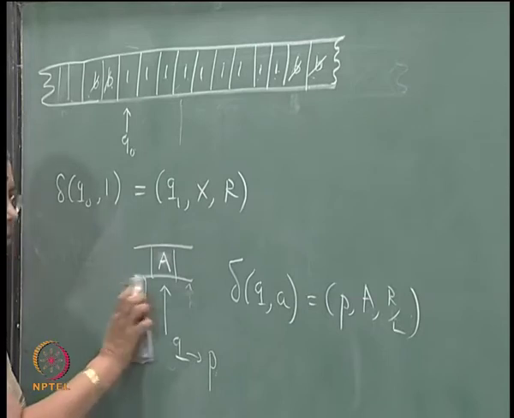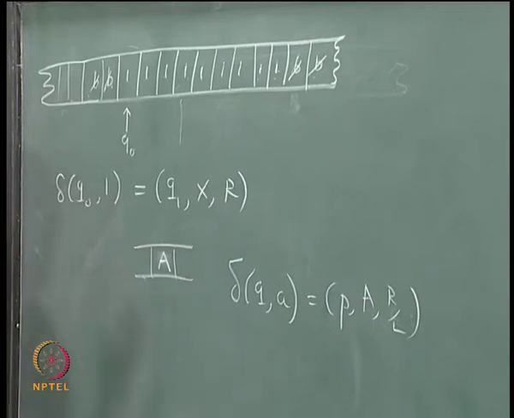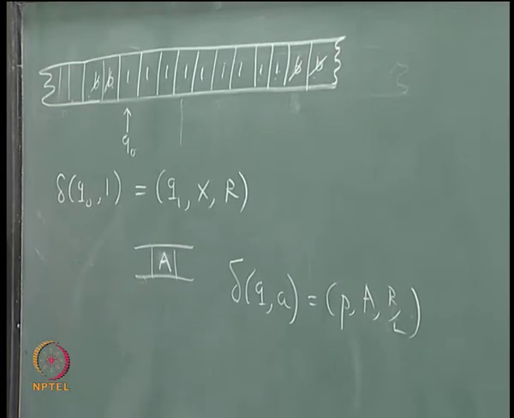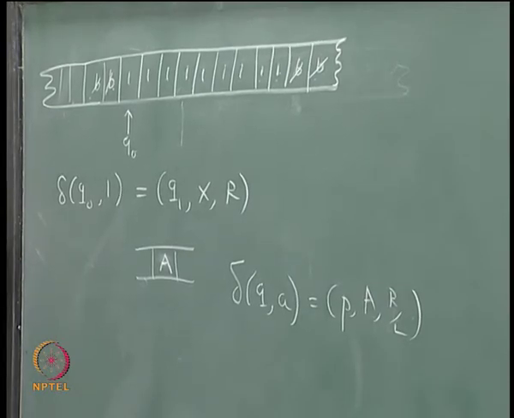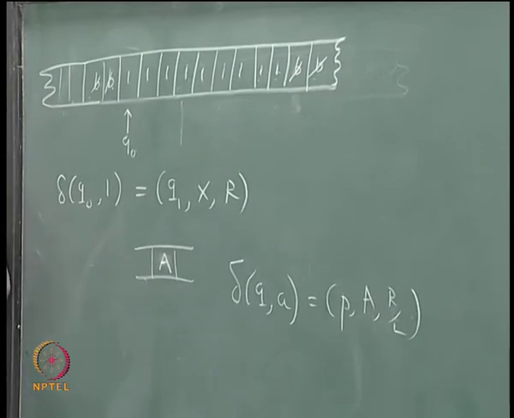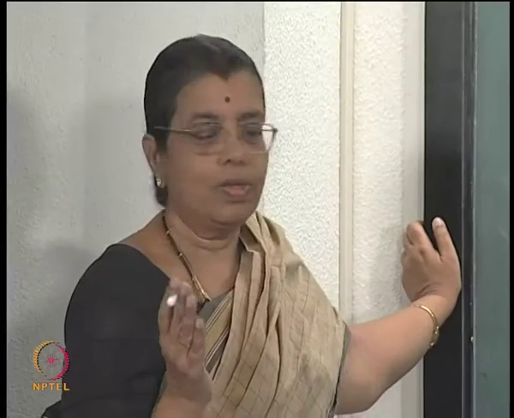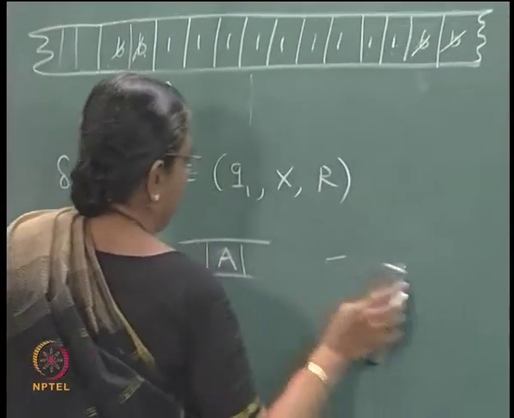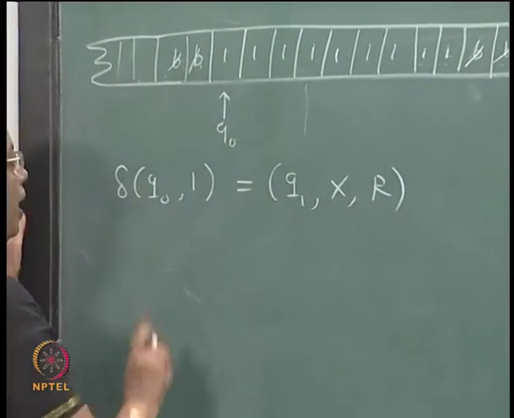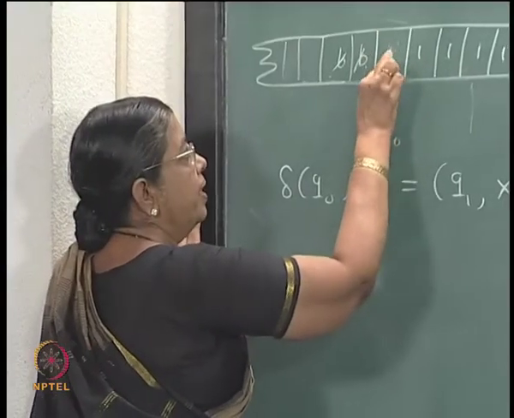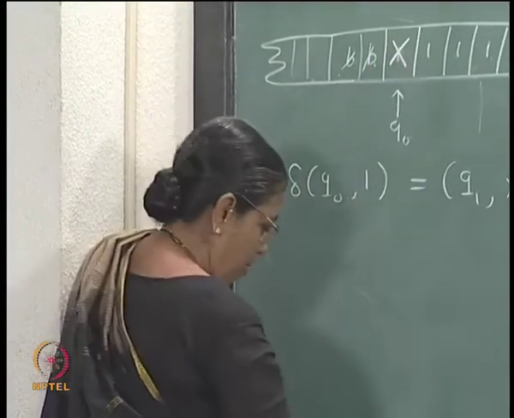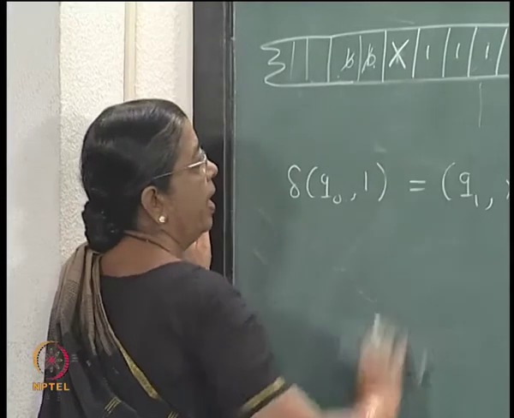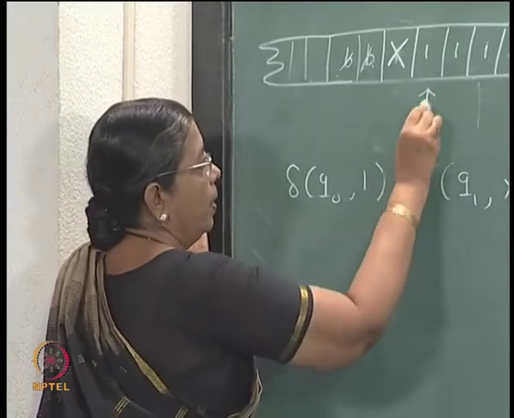In some books you also use remaining stationary, but in many books you will say only L and R. The reason is that remaining stationary you can achieve by 2 moves, moving left and right. So, usually only L and R are taken into account. So, in Q naught you see a 1, change this into an x and move right in state Q1.